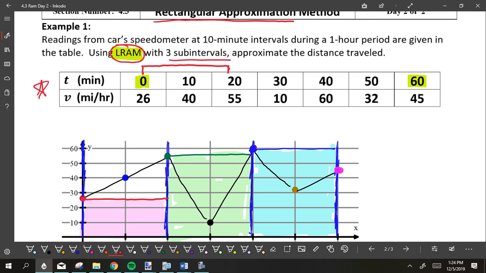We just made the base of a rectangle, just like we did here. We went from 0 to 20. We drew a line across. Same thing going on there.